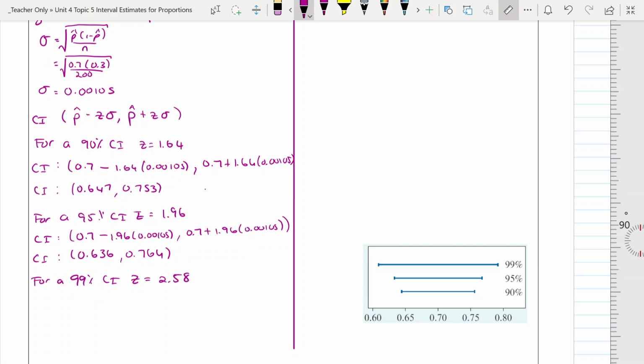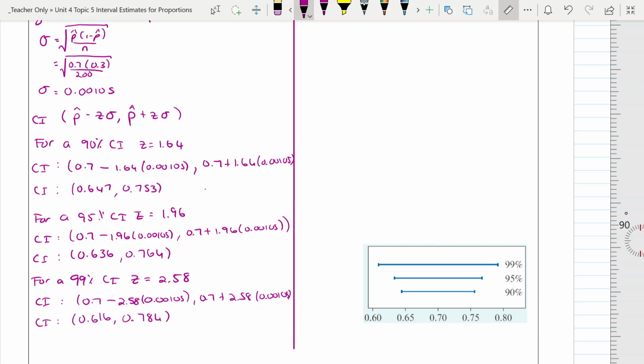And for a 99% confidence interval, z is going to be 2.58. Remember, you need to know those numbers. So that means we're going to have 0.7 minus 2.58 times 0.00105 and 0.7 plus 2.58 times 0.00105. And that confidence interval is going to be 0.616 to 0.784.